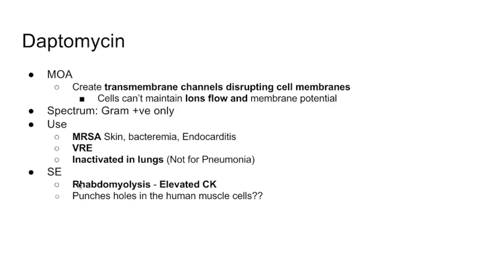And one of the high yield side effects for daptomycin is that it can cause rhabdomyolysis. I think about it as this is the drug that punches holes. So it punches holes in the cell membrane, but it also punches holes in the human muscle cells, and it makes them leak the enzyme that's in it, which is CK. So you get elevated CK with daptomycin.